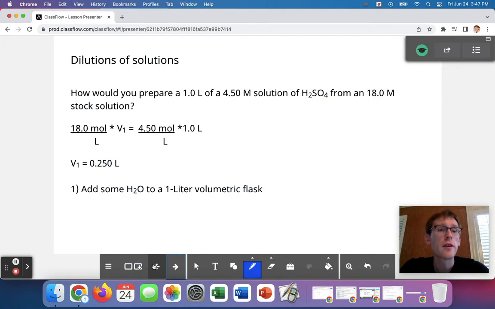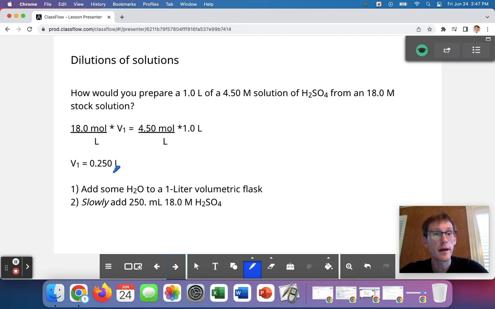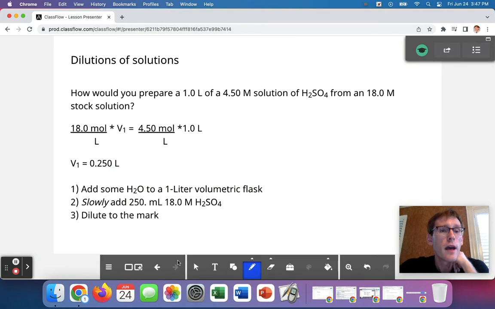But first, we add some water to a 1 liter volumetric flask, and then we slowly add the calculated amount of 18.0 molar sulfuric acid. We add the acid to the water for safety's sake so that we're not releasing a ton of heat that ends up causing the concentrated acid to spit in your face.